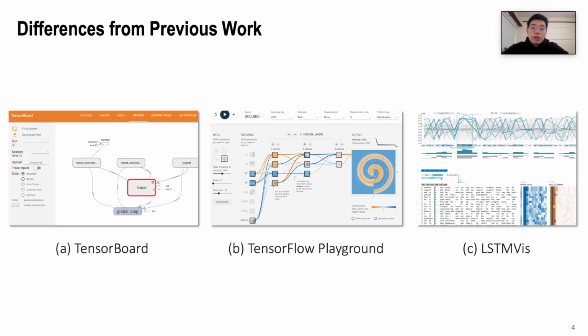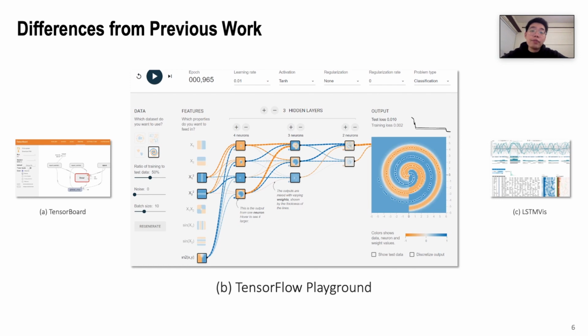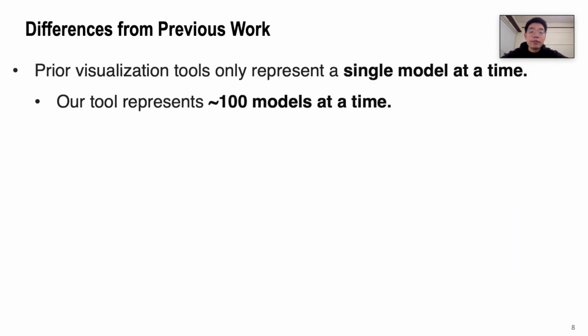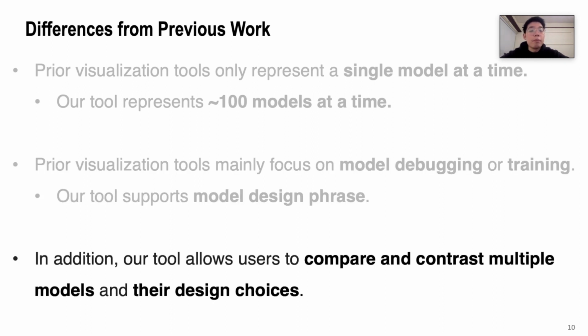Many neural network visualization tools have been proposed to support different activities in neural network development, such as TensorBoard, TensorFlow Playground, LSTMVis, etc. ExampleNet differs from these visualization tools in three perspectives. First, unlike prior visualization tools, which only represent a single model at a time, our tool represents nearly 100 models. Second, prior visualization tools mainly focus on debugging or training processes. Our tool supports the model design phase. Third, our tool allows users to compare and contrast multiple models and their design choices at the same time.